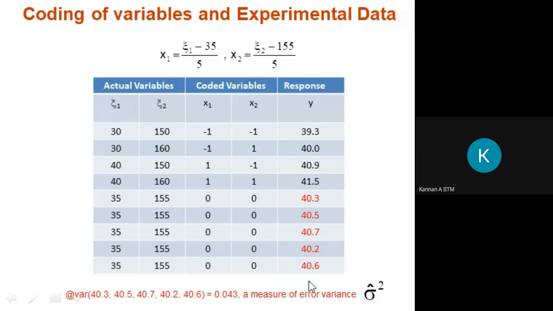You have the responses here, 39.3, 40, 40.6. These are repeats. As I told you, every experiment should have repeats in them so that you have an idea about the experimental random error. So this is 40.3, these are the values, and these are the other responses. So we calculate the error variance and it comes to 0.043.